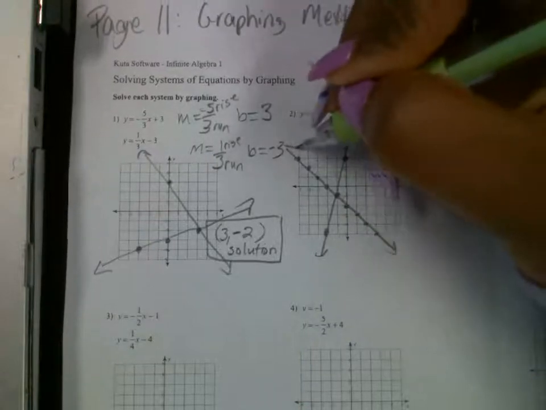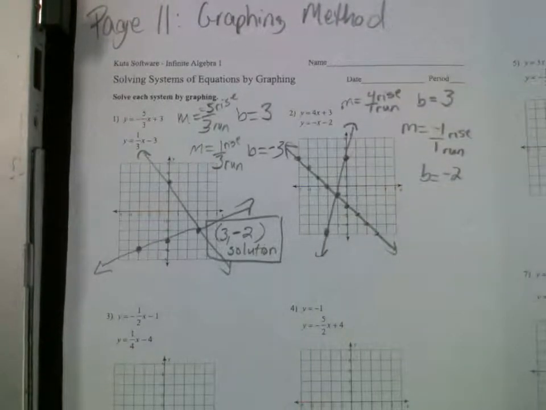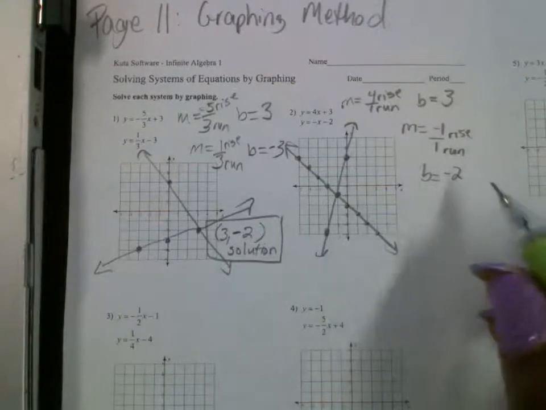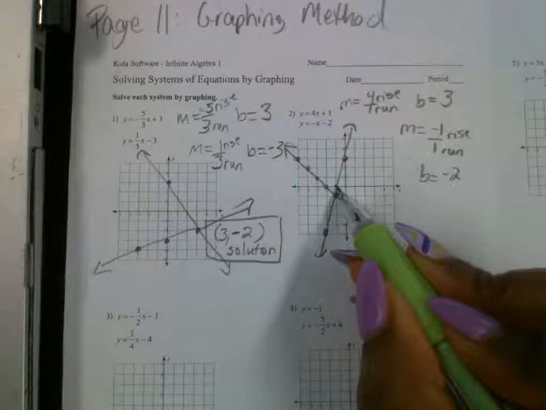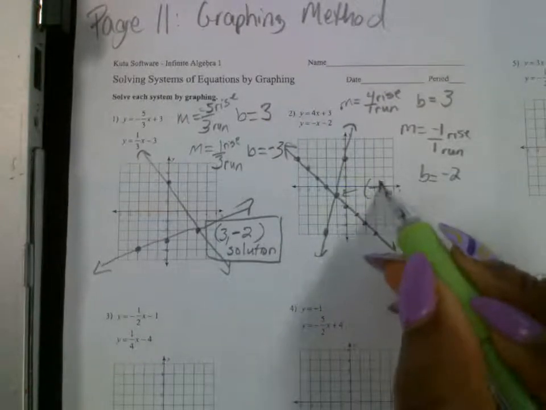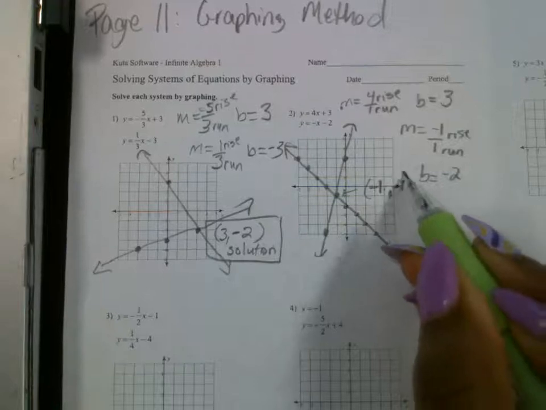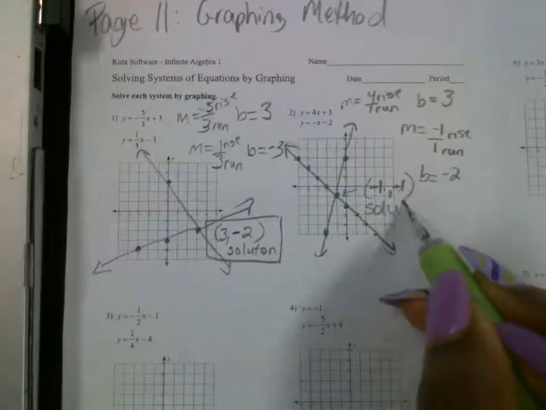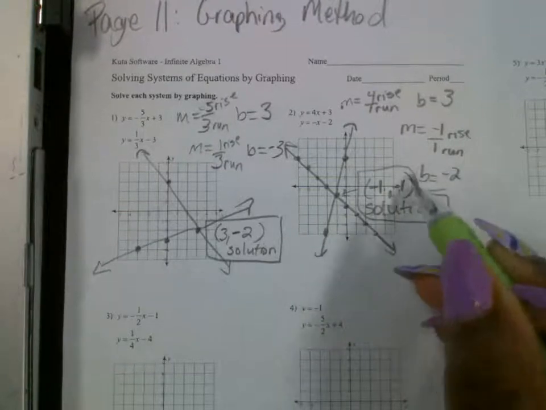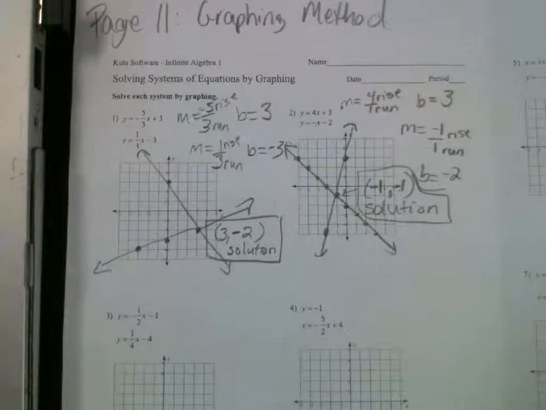Put arrows at the end of your line. The solution is the point that they share. What point do they share? Where do they cross? At what point? -1 and -1. Okay, this is the solution. -1, comma, -1. This is your solution. That's the point that they share. Do you understand? See if you can do the next one on your own, okay?